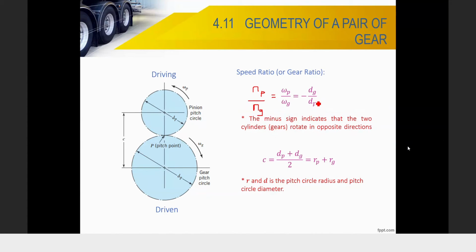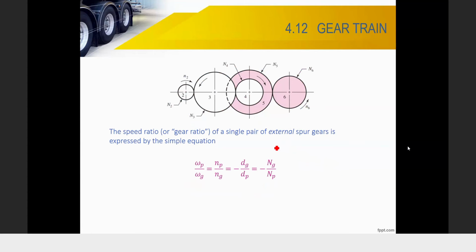Kita tahu. Okay, center distance C is also done. Center distance is your diameter of pinion plus diameter of gear, over 2. Sorry, the radius of your pinion plus the radius of the gear. That is the center distance. Okay. Ini yang penting. Okay, this one important.